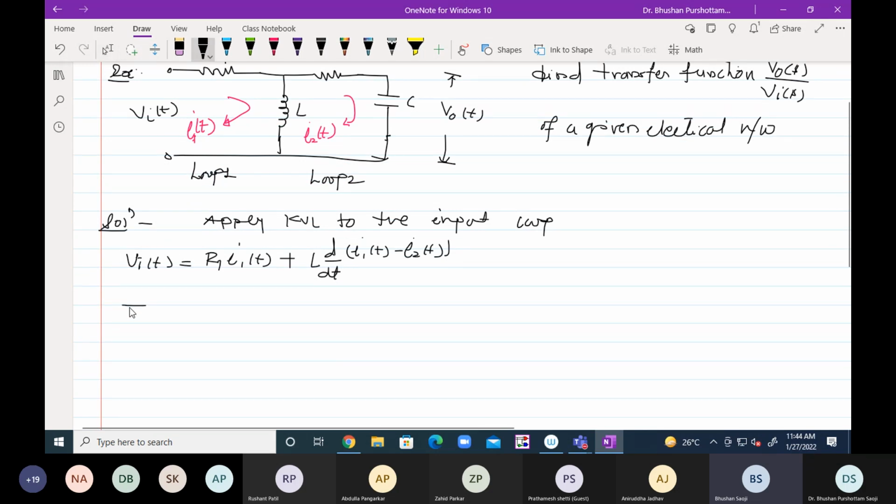Now take the Laplace transform of the above equation.